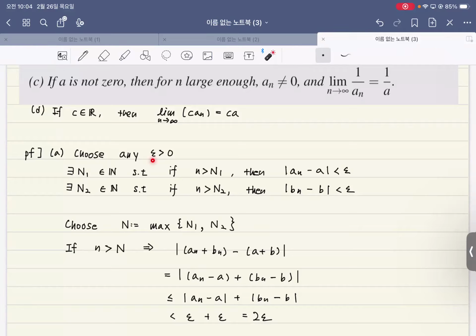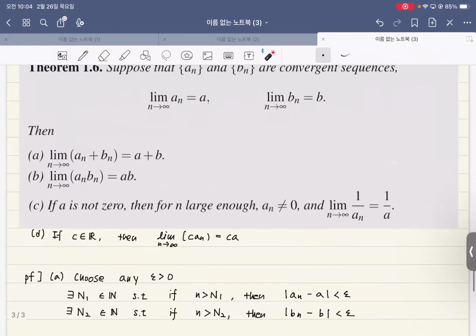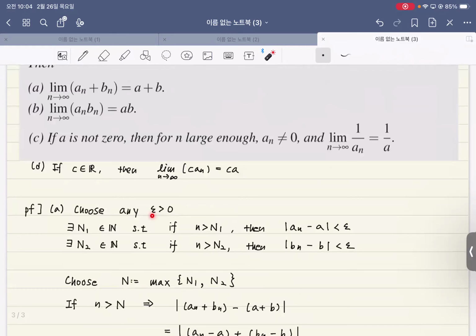How? First I have chosen epsilon. But since the sequences are converging to A and B, instead of naively using this epsilon, I will divide this epsilon by 2. So epsilon over 2 is still a positive real number. Therefore, for epsilon over 2, I must also be able to find integers n1 and n2 satisfying the conditions. But in that case, I will need to change this.